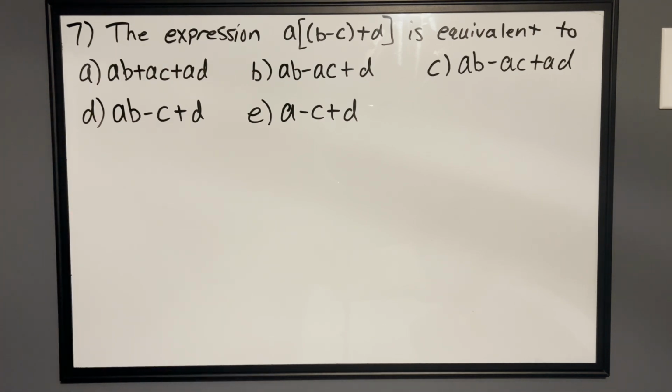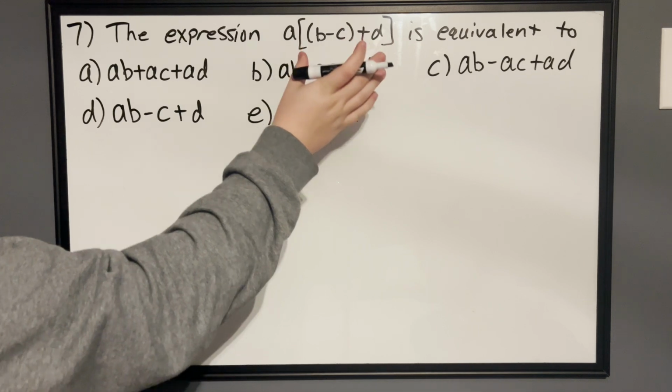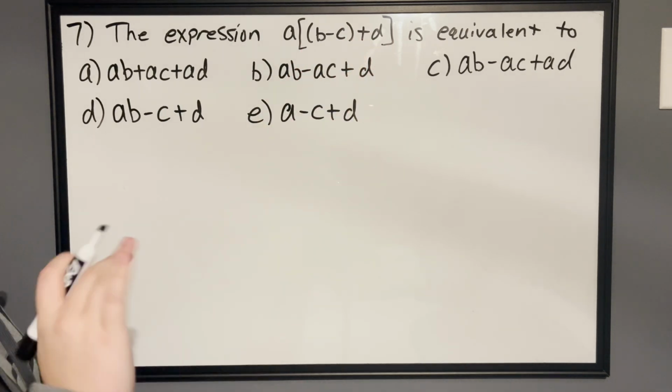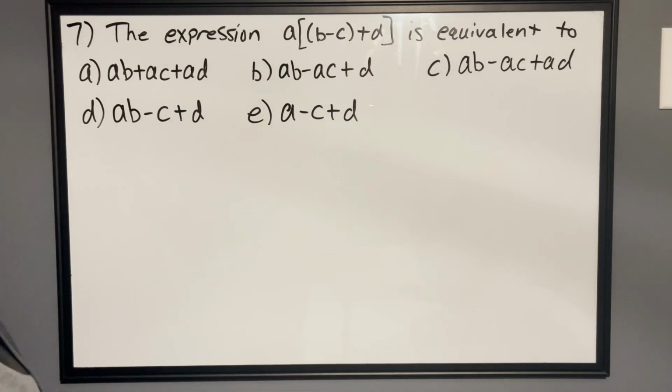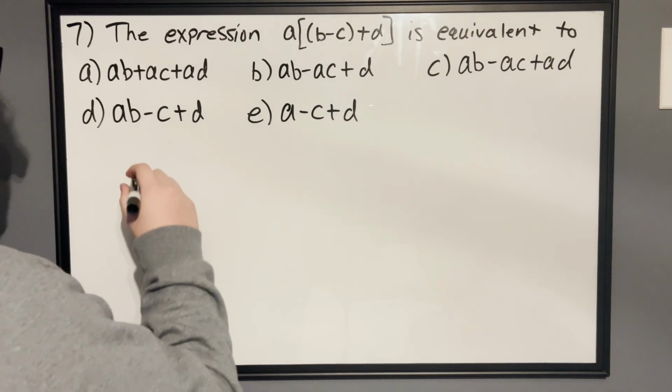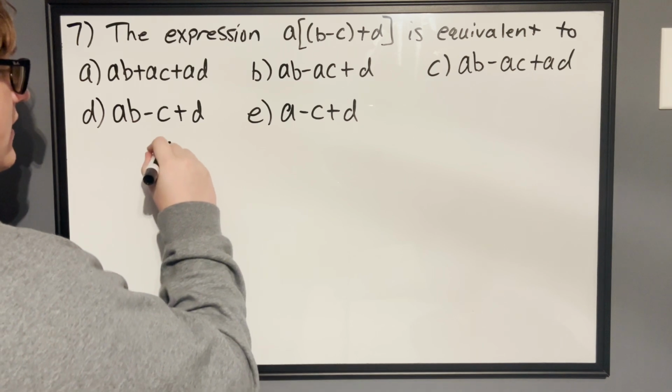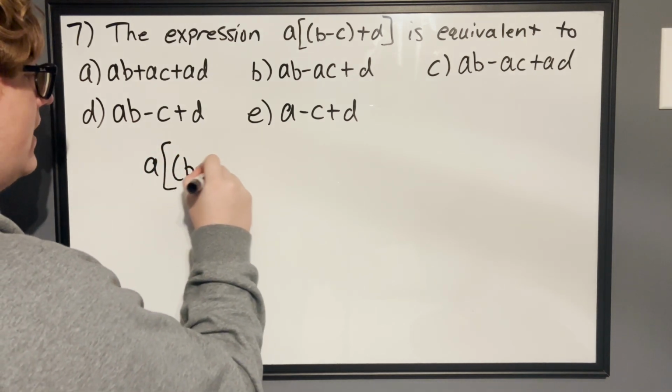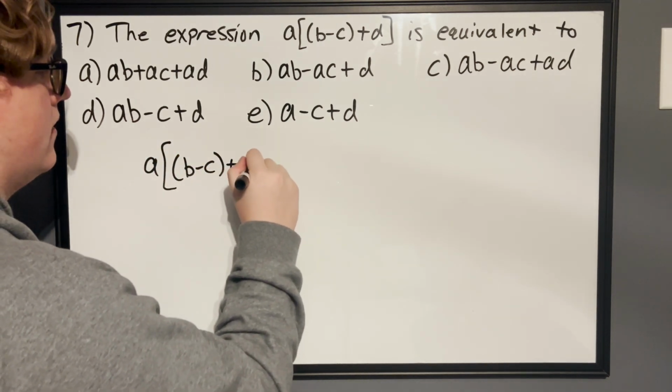This might look like a lot, but this is really just PEMDAS. Remember, we do the brackets or the parentheses first, and then exponents, which we don't have, and then we're going to do multiplication and then addition and subtraction. So let's go ahead and just rewrite everything. So we have A, and then the bracket, quantity B minus C plus D.